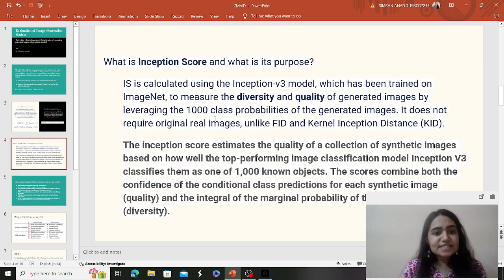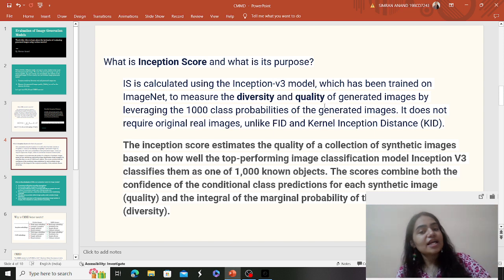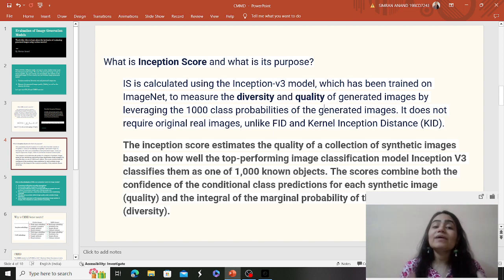Okay, now coming to the inception score part. As I've told you, two properties of image generation are evaluated here, which are diversity and quality. Now what exactly, and how exactly, is the inception score working? The Inception V3 model is a special type of deep learning model which is trained on the ImageNet dataset.